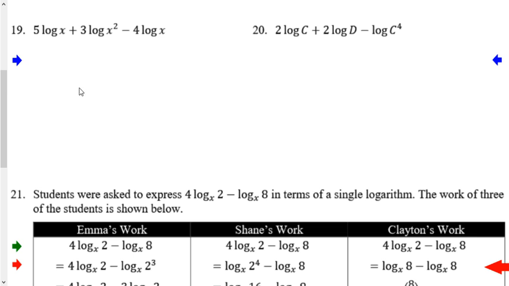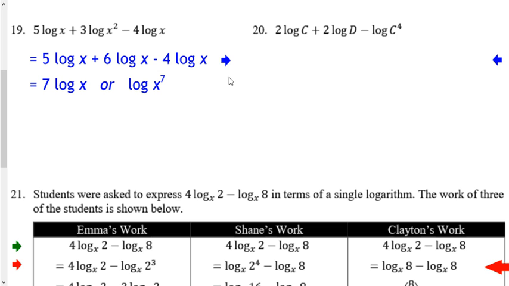Number 19, we have a few steps to go through. I did this one the way we did in black for the previous question, where I kept the numbers in front, but I took this 2 and multiplied it by the 3 in front here. So the 2 times 3 gave me a 6. So that's where this 6 came from. And then, because I had a log x and a log x and a log x, I could say 5 plus 6 log x's is 11 log x's. If I subtract 4 away from that, I end up with 7 log x's. Or we could bring the 7 into the exponent again and write our simplified expression as the log of x to the exponent of 7.